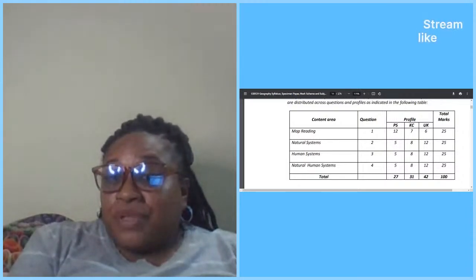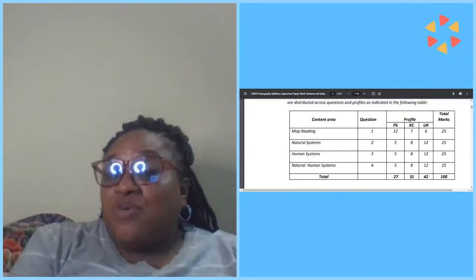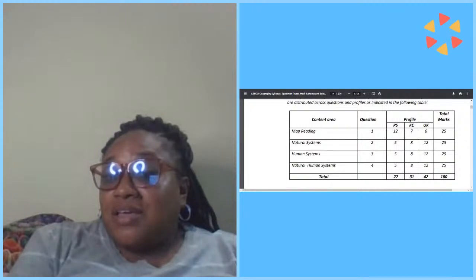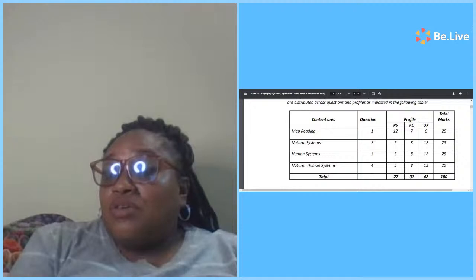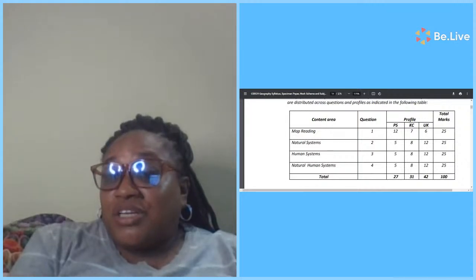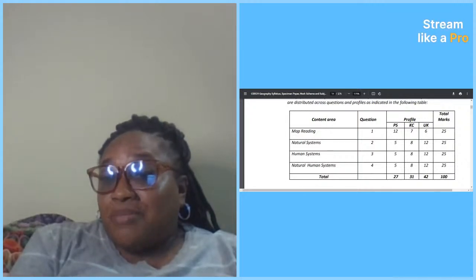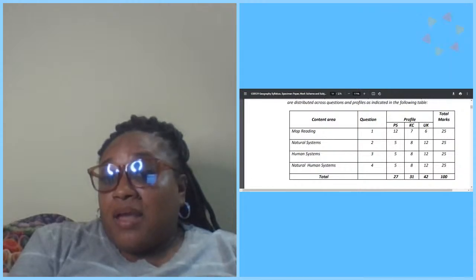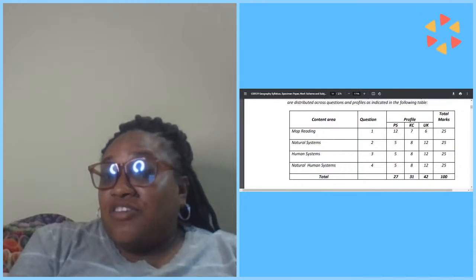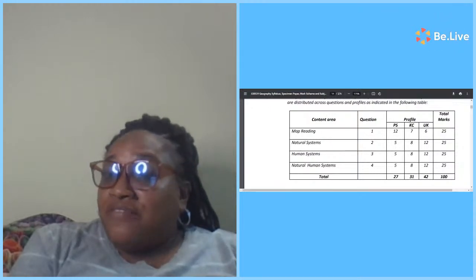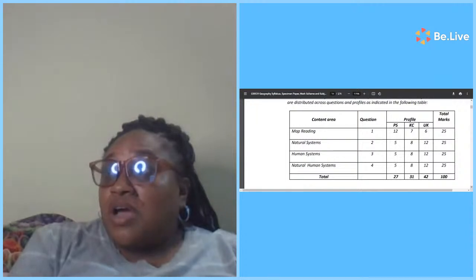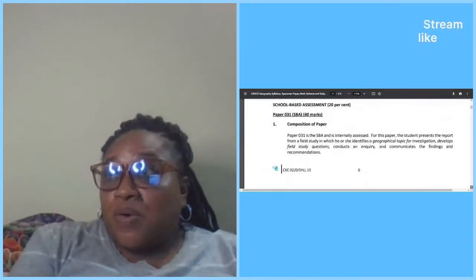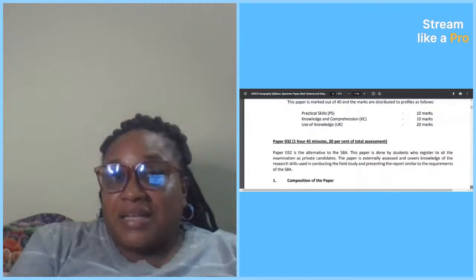because together your practical skills and knowledge and comprehension, if you master this is what? 58 marks, whereas use of knowledge is 42. So imagine if you fall down very bad here, you barely get in a grade 1, because you have to get all 51 marks to actually get a good grade. So you have to get marks in your use of knowledge, and that is where you need to focus on. How do you focus on that?